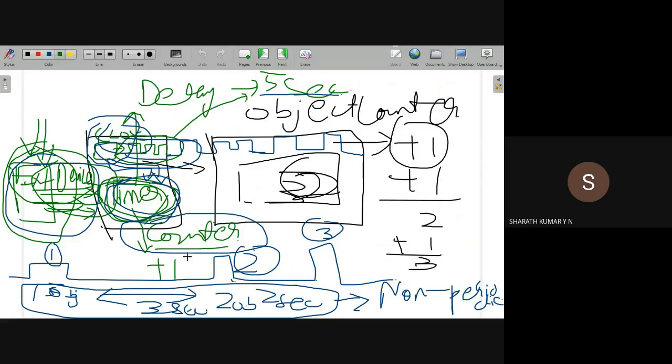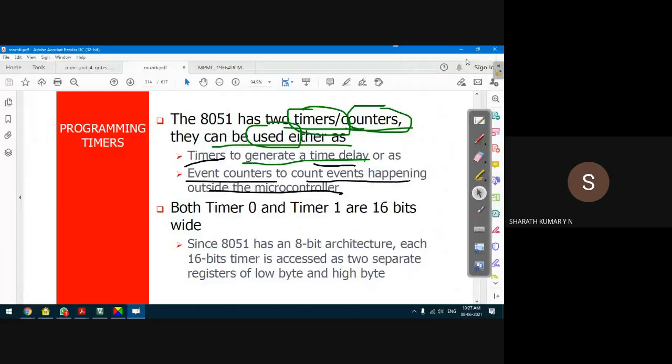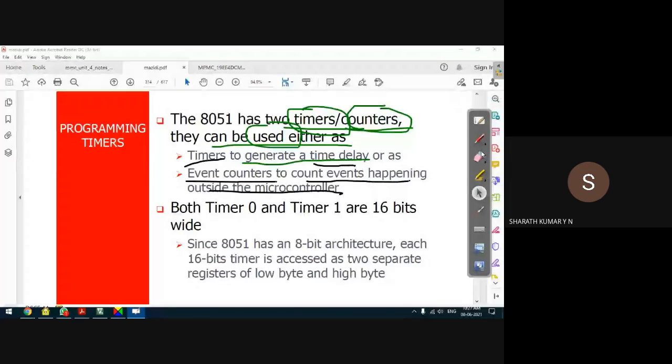Whereas for a counter device, that is the same hardware timer which is used as a counter to count the external event, the input is not periodic. It is a non-periodic activity. Thereby, the timer hardware which is used as a counter is called an event counter, and is used to count external events happening outside the microcontroller because it is a non-periodic activity.